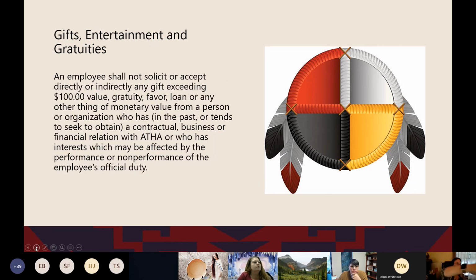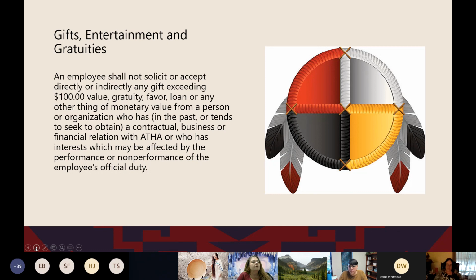Now, it can go a little bit further in depth. This one's the highest that I've seen. An employee shall not solicit or accept, directly or indirectly, any gift exceeding $100 in value, gratuity, favor, loan, or anything of monetary value from a person or an organization who has in the past or tends to seek to obtain a contractual, business, or financial relationship with ATHA. That's what I use when I write; that's any tribal housing association. Or who has interests which may be affected by the performance or the non-performance of an employee's official duties.